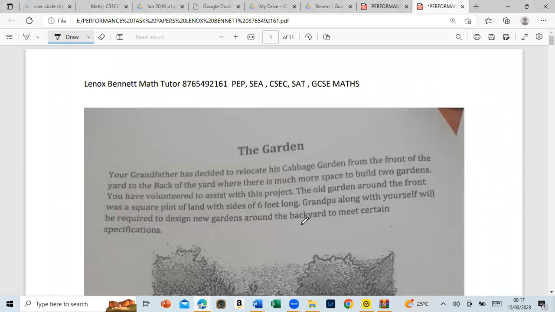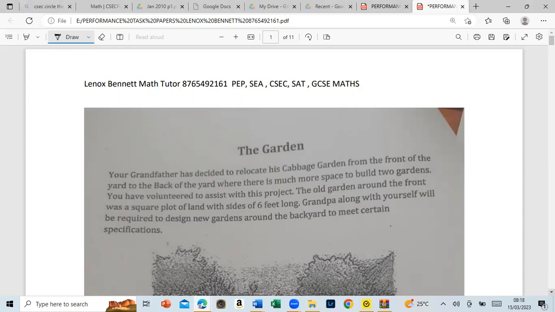Your grandfather has decided to relocate his cabbage garden from the front of the yard to the back of the yard, where there is much more space to build two gardens. You are volunteered to assist with this project. The old garden around the front was a square plot of land with sides of 6 feet long. Grandpa, along with yourself, will be required to design a new garden around the backyard to meet certain specifications.